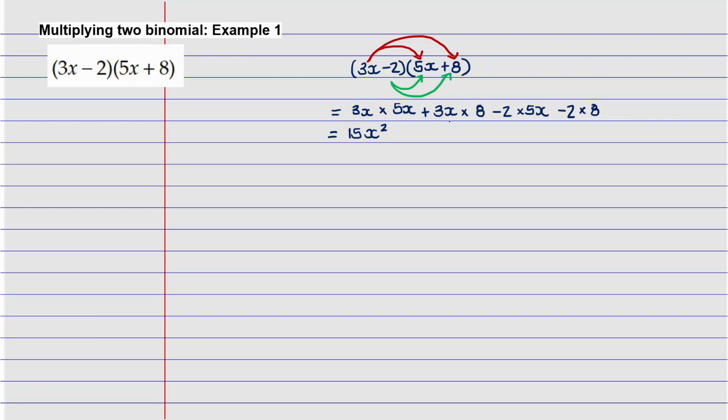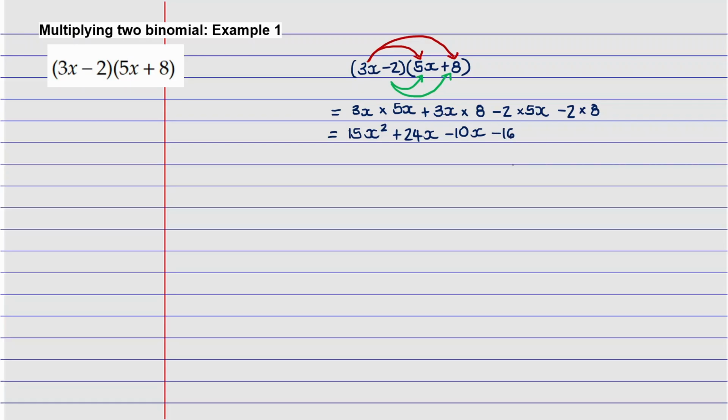Now we're done with this one. We're going to multiply this one. It's going to be 3 multiplied by 8. You're going to get 24, so this is going to be plus 24. Then you just have one x, so it's going to be x. Now you're going to move to negative 2 multiplied by 5x. Negative 2 multiplied by 5 gives negative 10, and you just have one x, so it's negative 10x. Then the last one, negative 2 multiplied by 8, you're going to get negative 16.